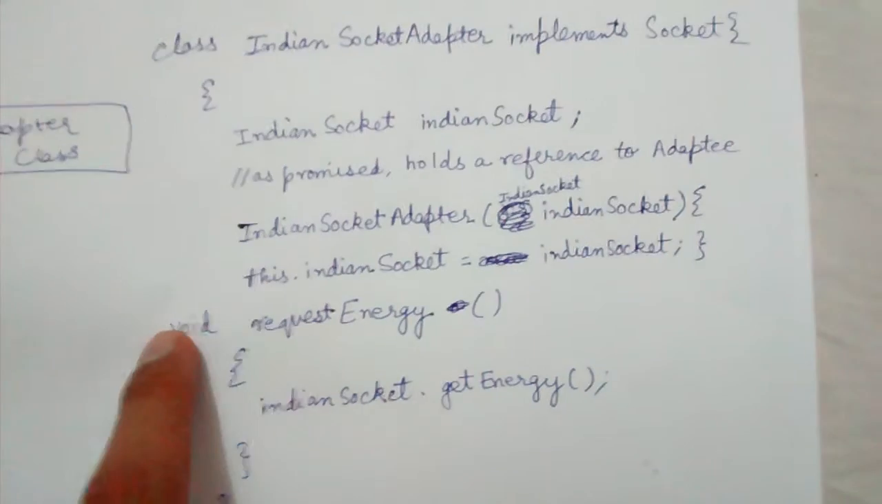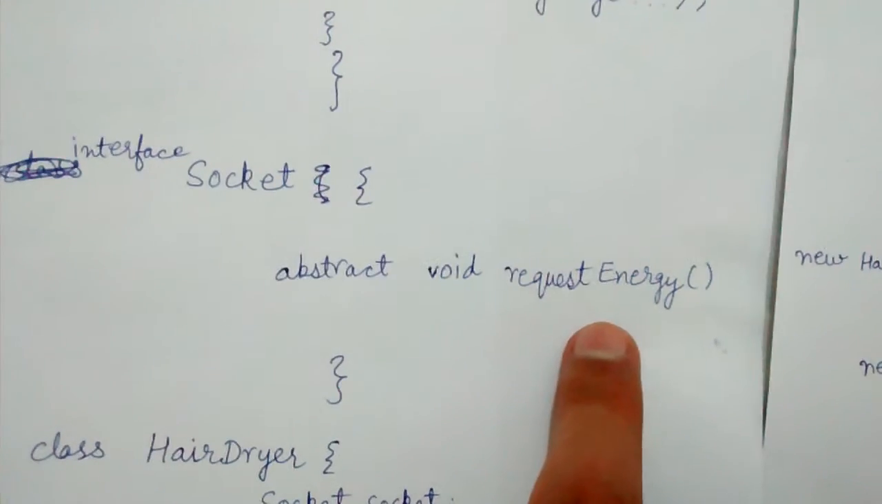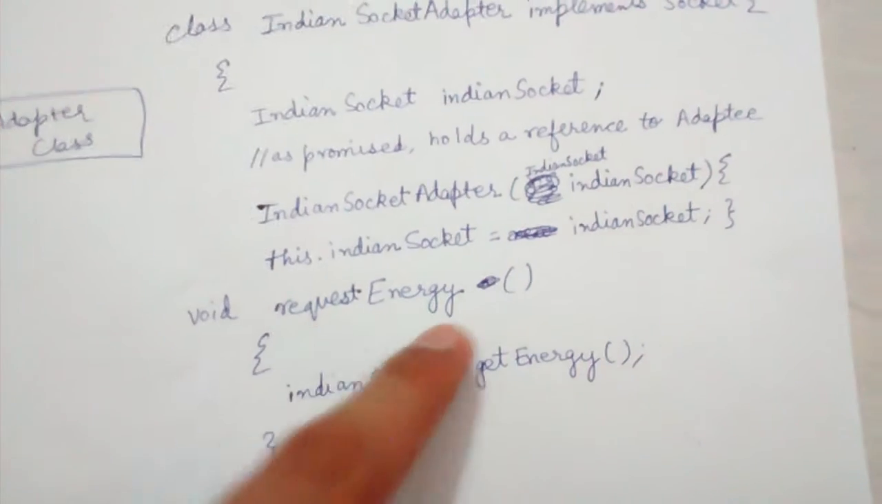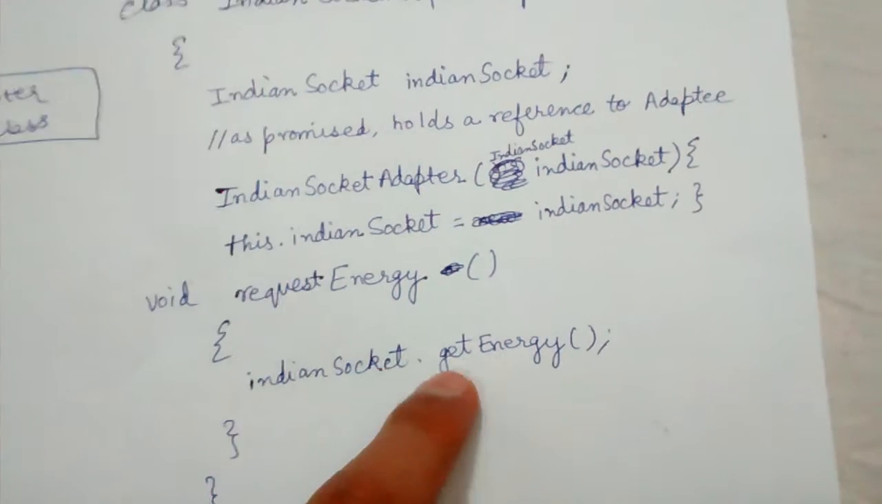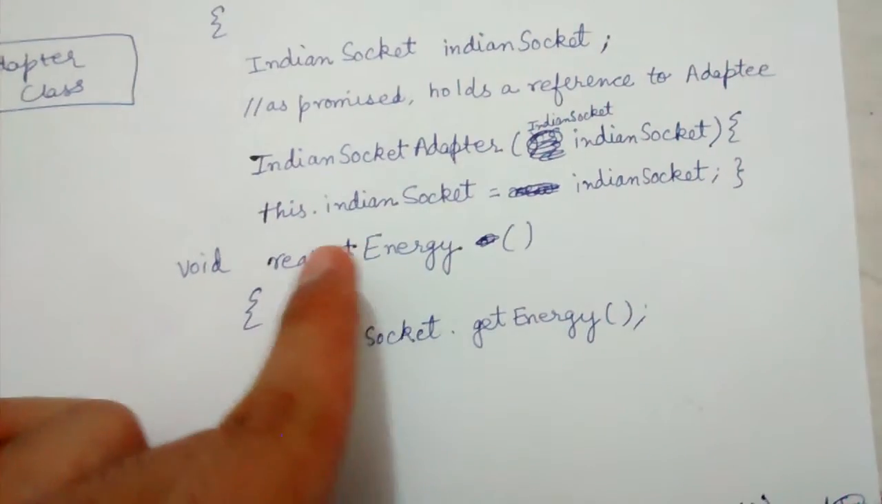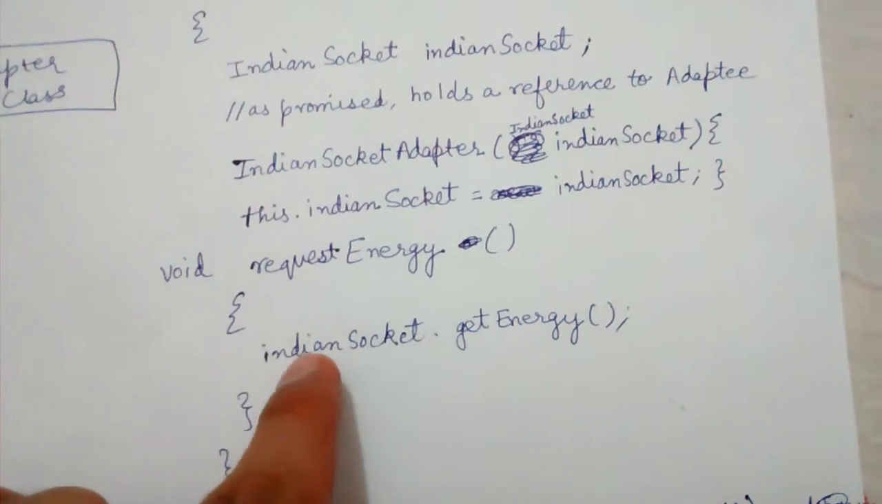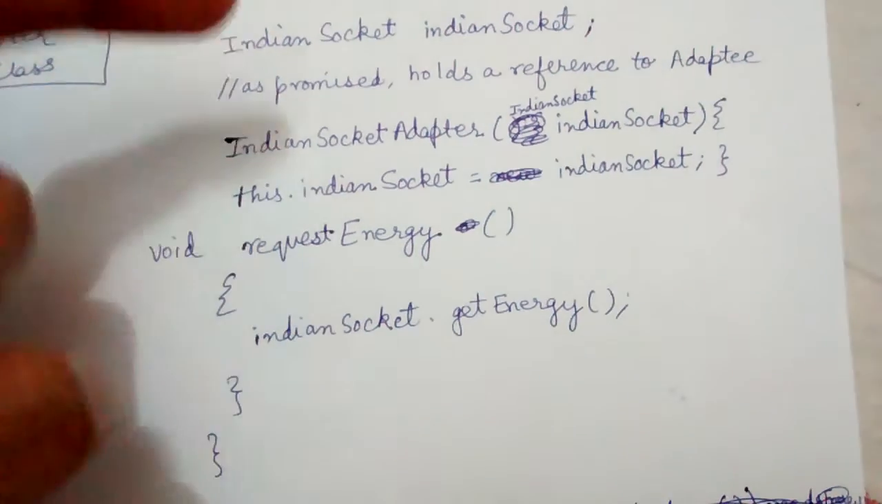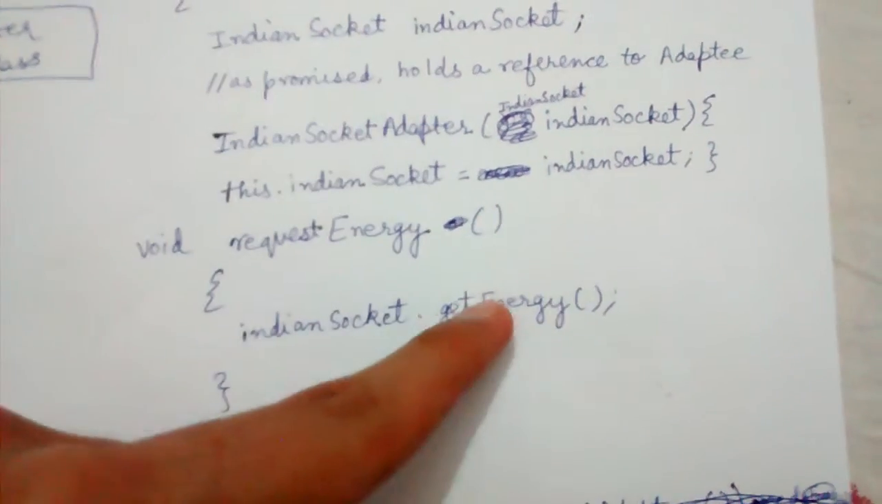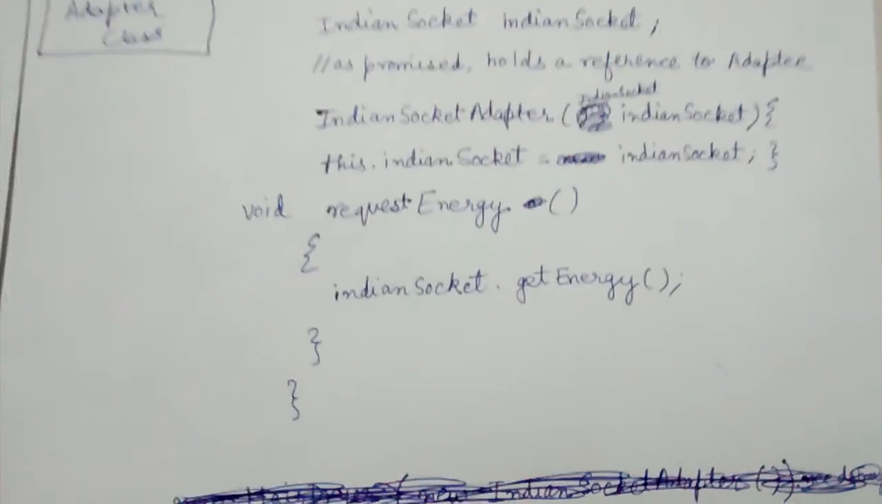Whenever the client tries to call the request energy method, because the client is familiar with the socket interface, and the socket interface defines the request energy method, the client will call socket's request energy method. So our adapter says to the client, please call the request energy method, and I will internally transform it into Indian socket.get energy. So the client is still calling the request energy method, but I am transforming it into my Indian socket object's get energy method. So this is the trick.